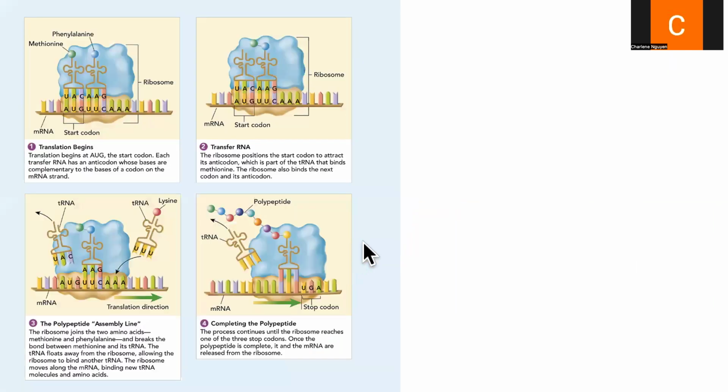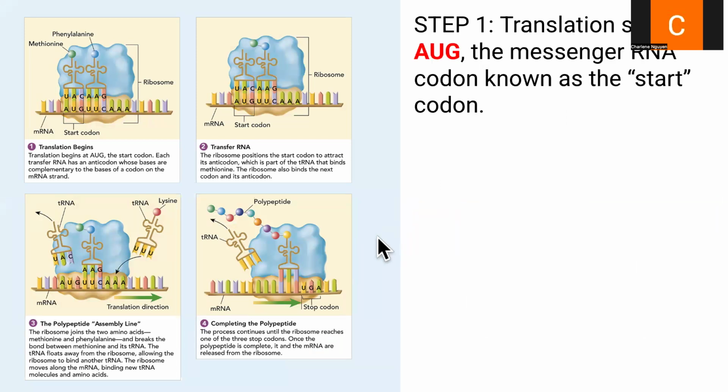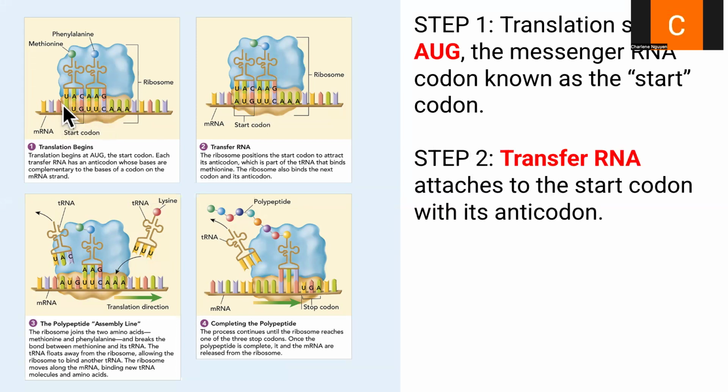So, how does translation work? The first thing that happens is your messenger RNA is going to give us the code to build our proteins. So, translation always starts with a start codon, and a codon consists of three RNA bases, and the start codon here is called AUG. So, this signifies the start of translation. So our start codon is going to be bound directly to our transfer RNA.